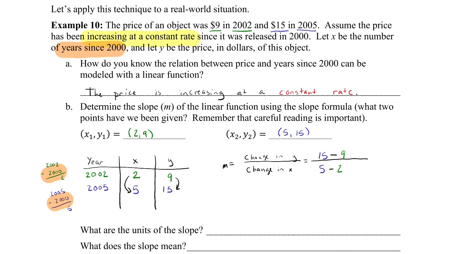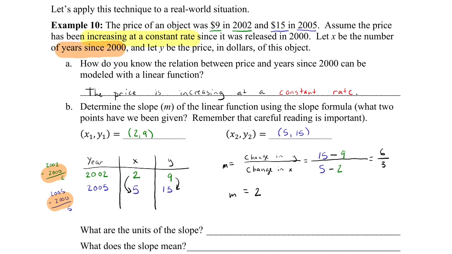Okay, and now we can work this out. 15 minus 9 is 6. 5 minus 2 is 3. Our slope is 6 divided by 3, which is 2. Now, our slope, the numerical value is 2.